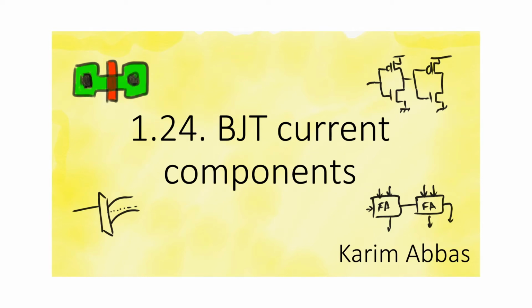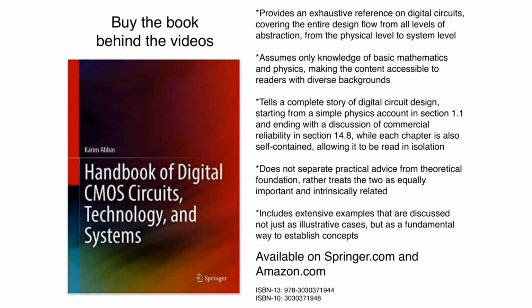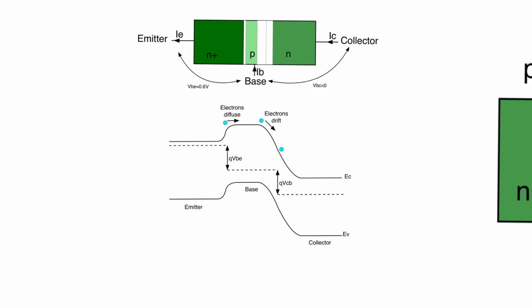Calculating currents in the bipolar junction transistor necessitates that we take a look at which components form these currents. So let's take another look at the BJT in active region.